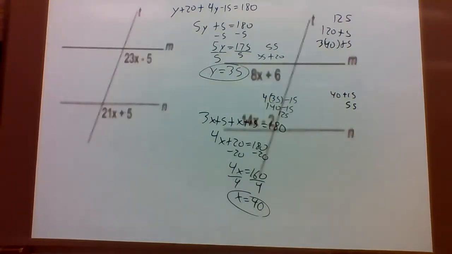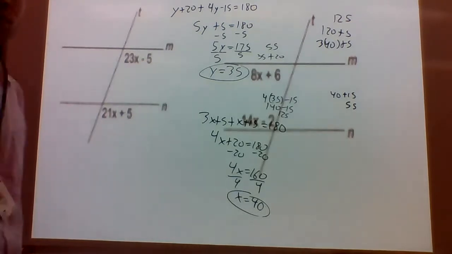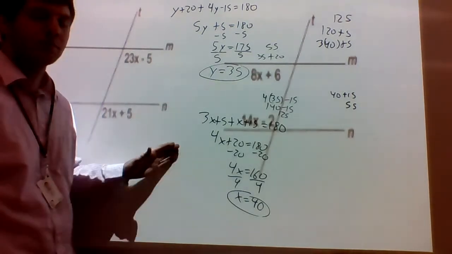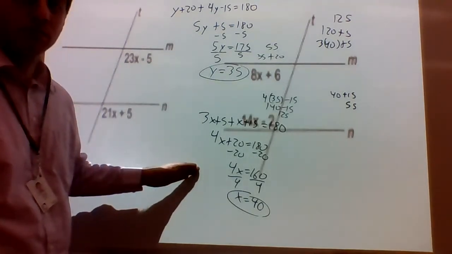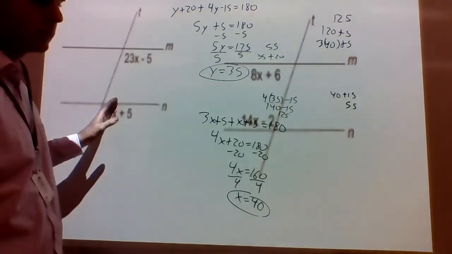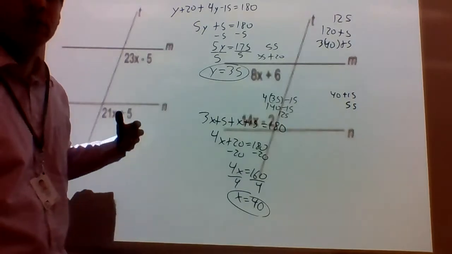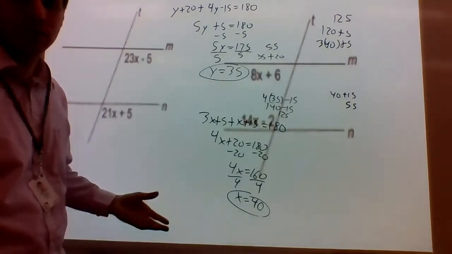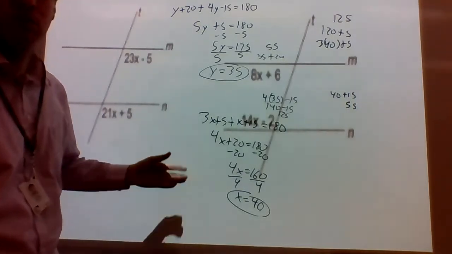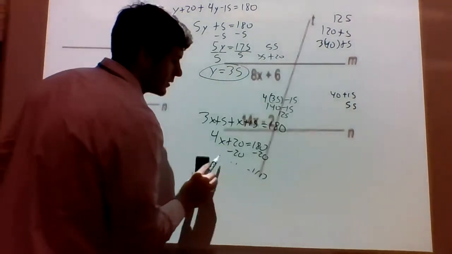Now we have one where we have two intersection points. If there's only one intersection point, it's going to be a linear pair or vertical angles. If you have two intersection points and you're dealing with two different vertices, it's going to be corresponding angles, alternate interior angles, alternate exterior angles, same side interior angles, or same side exterior angles.